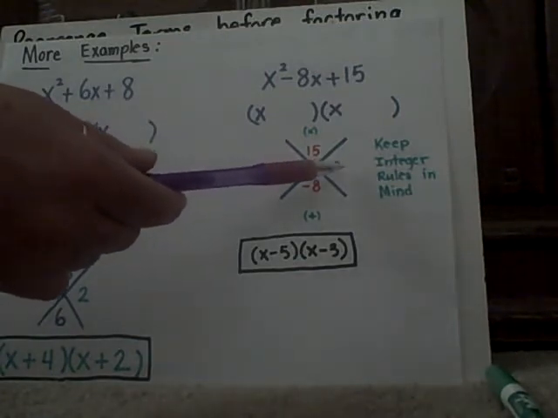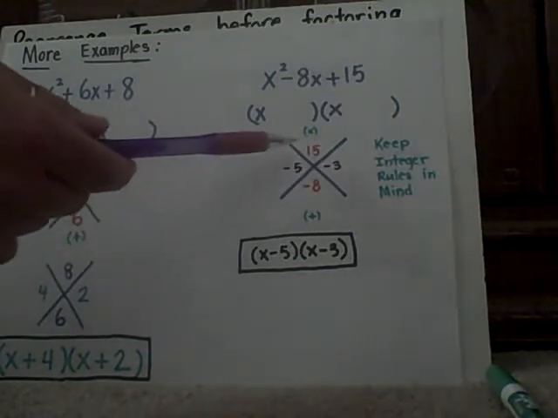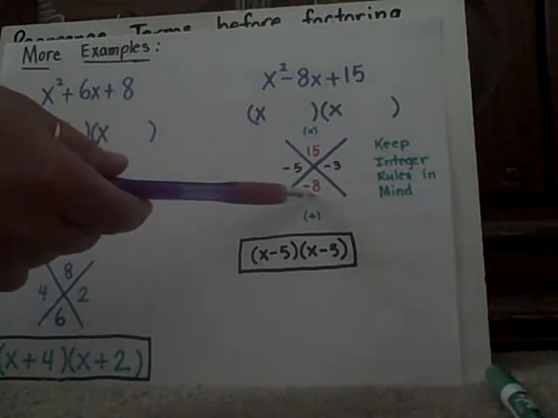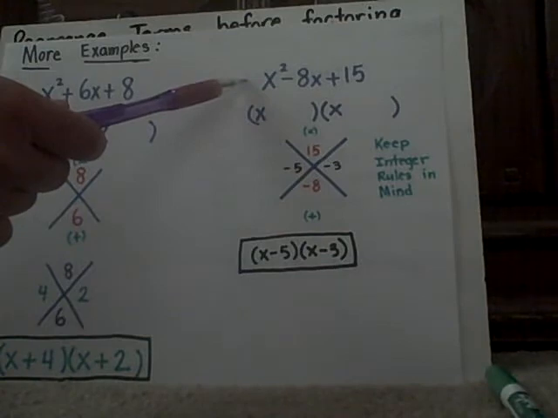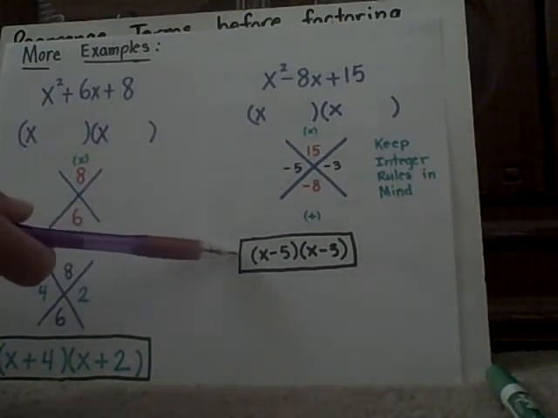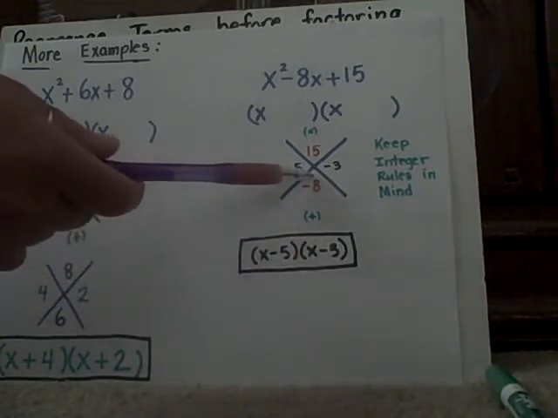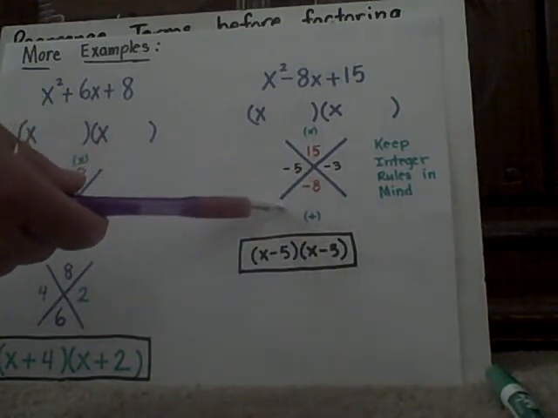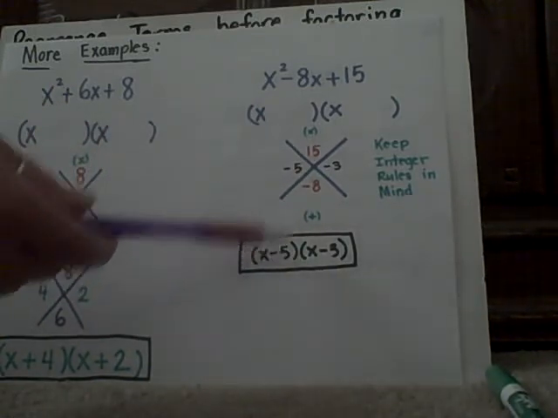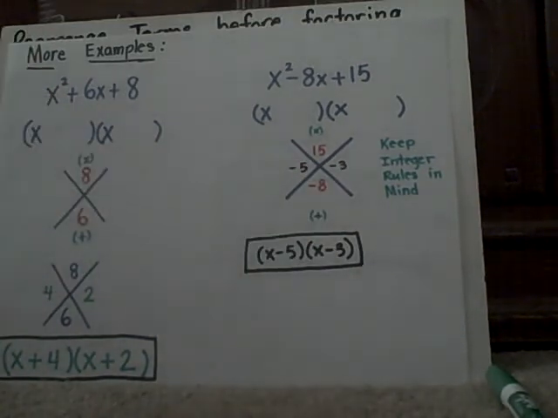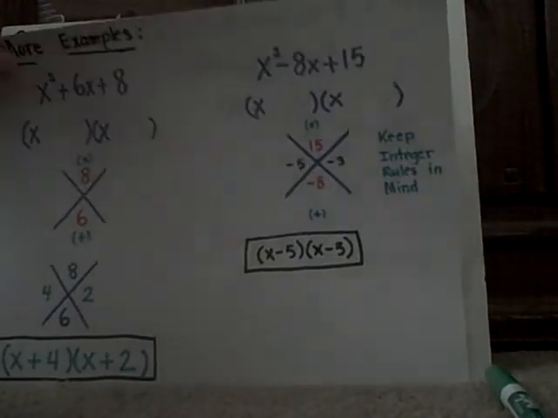Negative 5 and negative 3 multiply to get a positive 15 and add to get a negative 8. So this expression factors to look like this: x minus 5 times x minus 3. This minus 5 just travels down and gets written right here, and this minus 3 travels down and gets written right there. Let's take a look at a couple more examples.